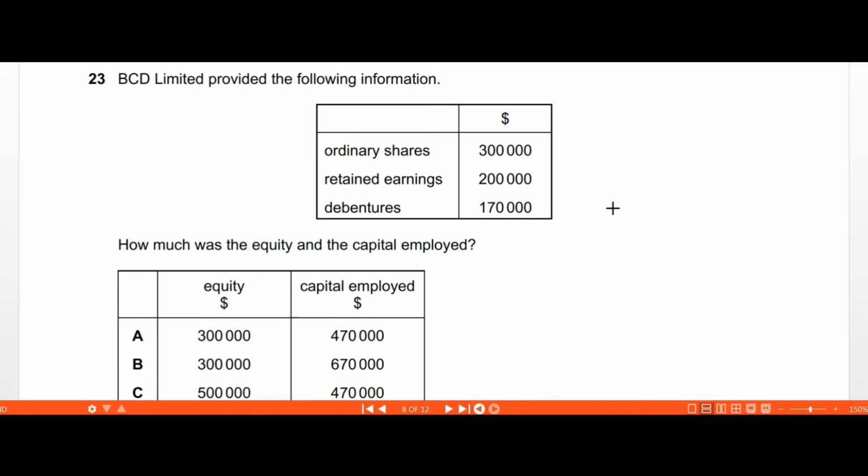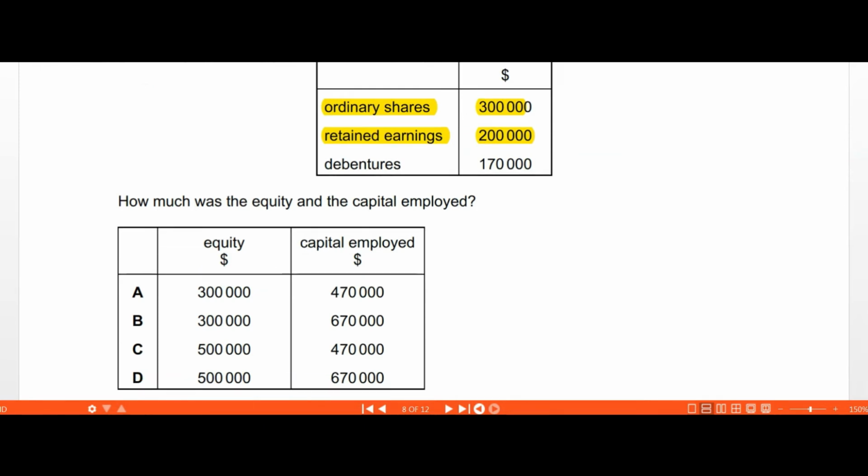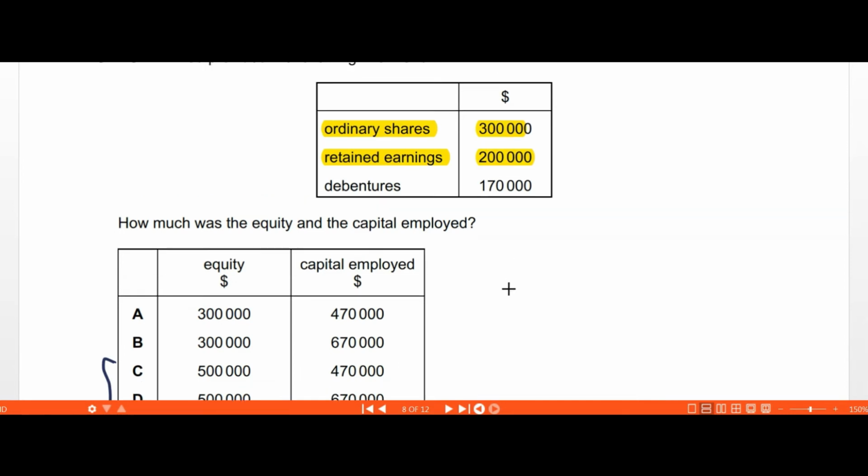provided the following information: ordinary shares and retained earnings, debentures, how much was the equity, and the capital employed. So we know that when we are calculating the shareholder equity, ordinary share is part of equity and retained earnings is part of equity. So 3000 plus 300,000 plus 200,000 makes up 500,000. So equity is 500,000, and again we have two options, C and D, so we will be choosing from that.